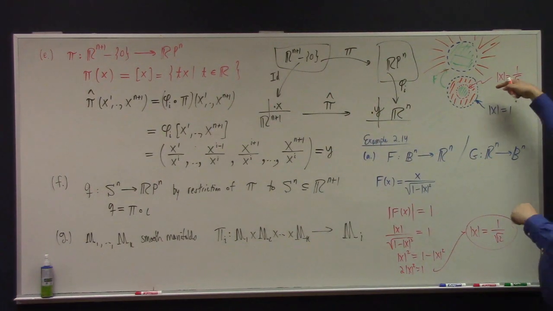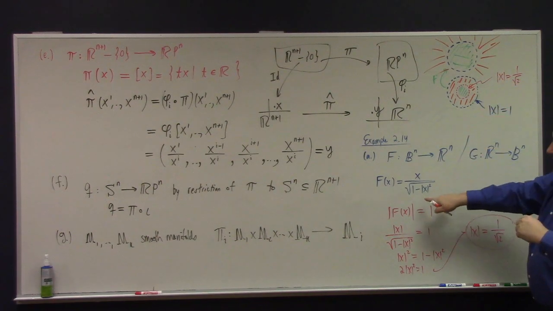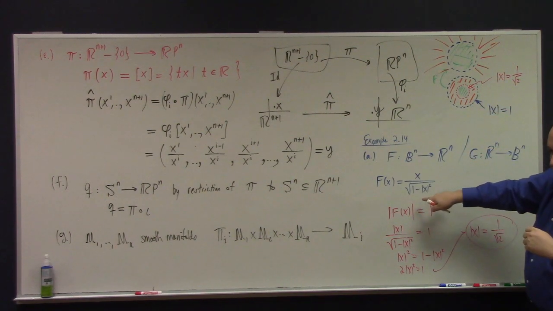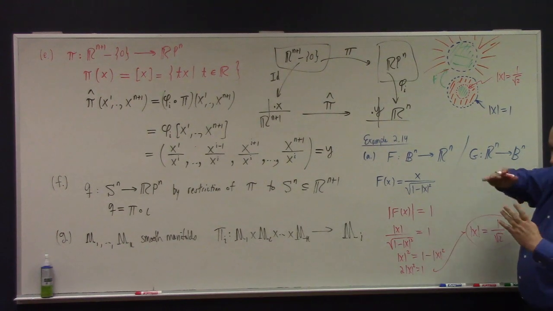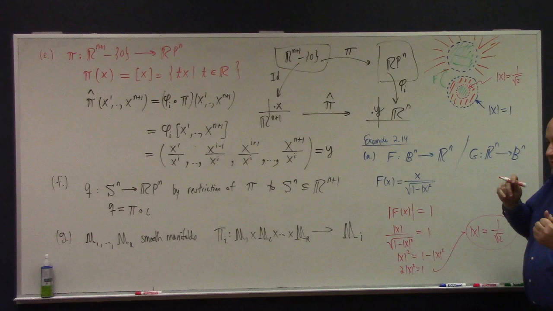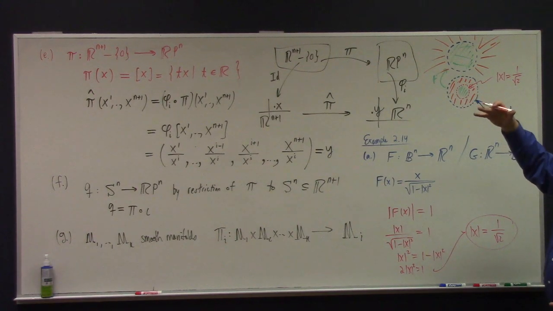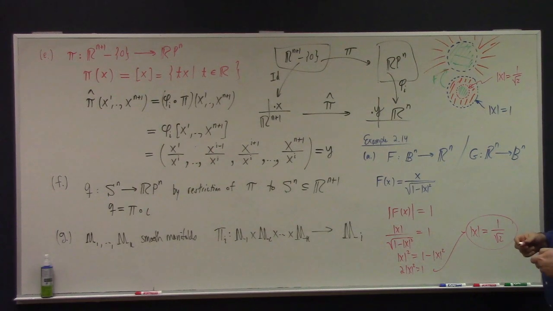As you're approaching where you don't get to, the length of x being 1, the denominator is becoming super small, which means that the length of the vector is becoming really, really large. You're going to infinity. In this way, we take the open ball and we expand it to all of R^n. All right? So that's what that map does.